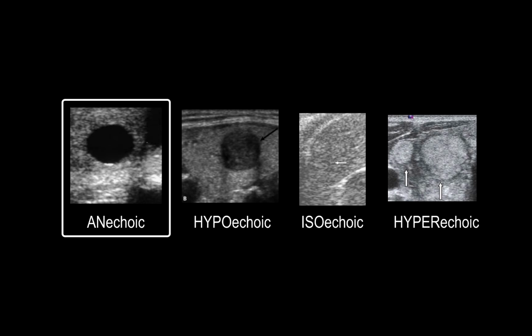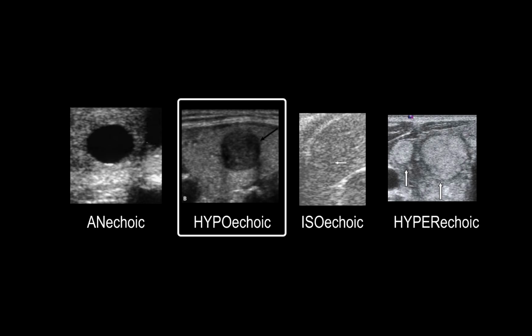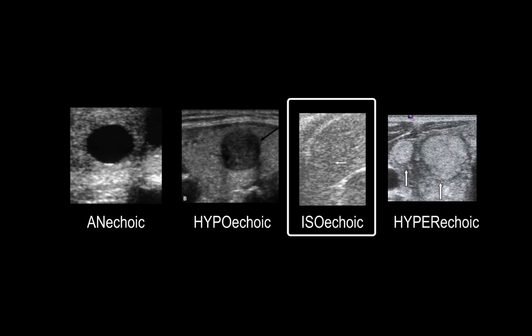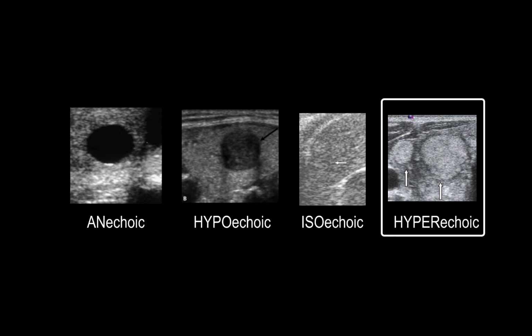On the left side, we have a completely anechoic structure that transmits ultrasound waves perfectly, leading to a black space. The second one from the left is a hypoechoic structure in which there is some denser material within the fluid that leads to some artifact formation from the ultrasound waves. The third one is an isoechoic structure in which essentially all the tissue has more or less the same echogenicity. And on the right side, on the fourth image, you have structures that block ultrasound waves quite well and reflect them much better than surrounding structures, such as in these lesions.